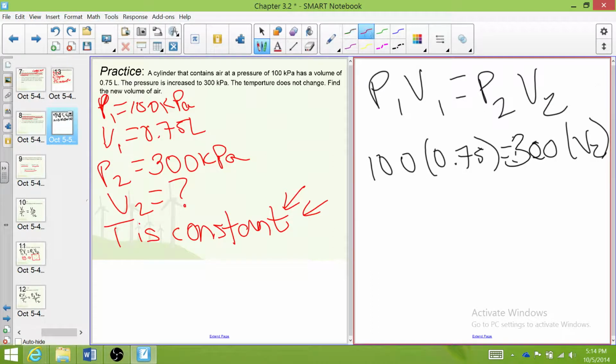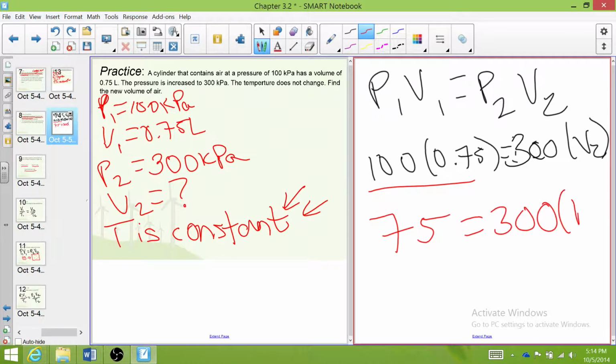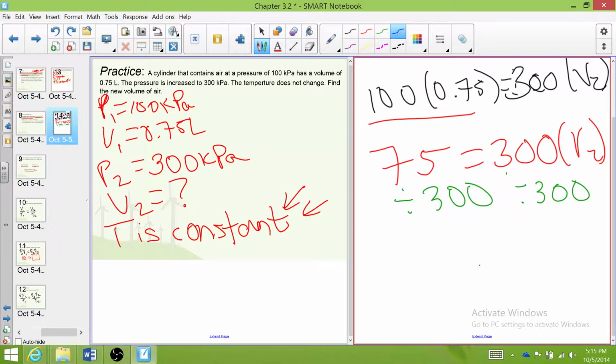Now the first thing you want to do is figure out what this is on this side. We have 100 times 0.75, and if you plug that into a calculator, or you could do it in your head, you would see that that equals 75. So we have 75 equals 300 times V2. And in order to get V2 all by itself, which is what we want to do to solve, we have to divide both sides by 300. So I take 75, divide by 300, and when you put that into a calculator, it turns out you get 0.25 equals V2.